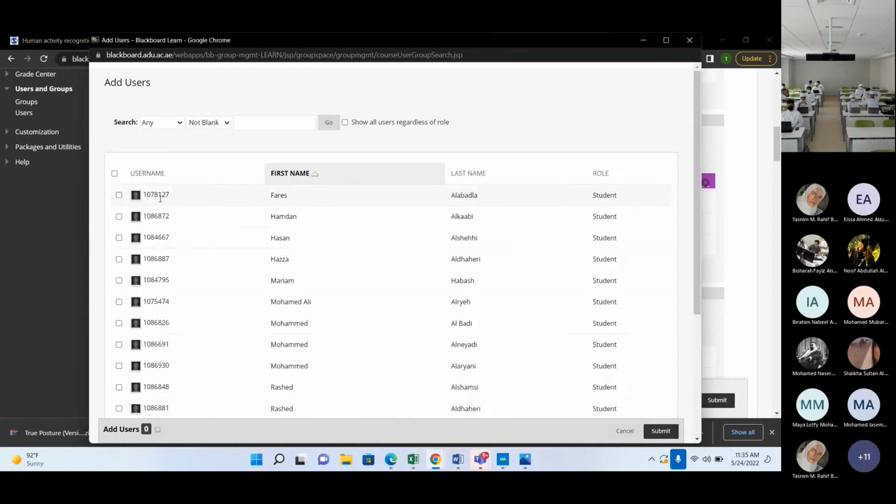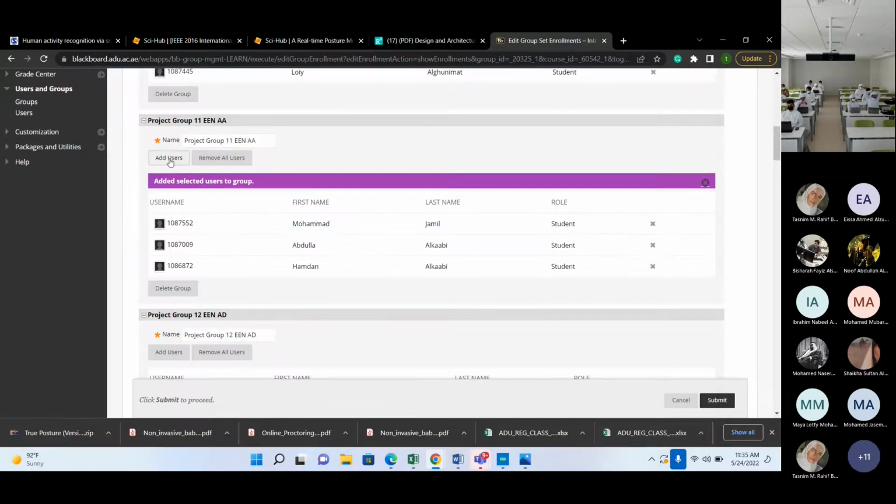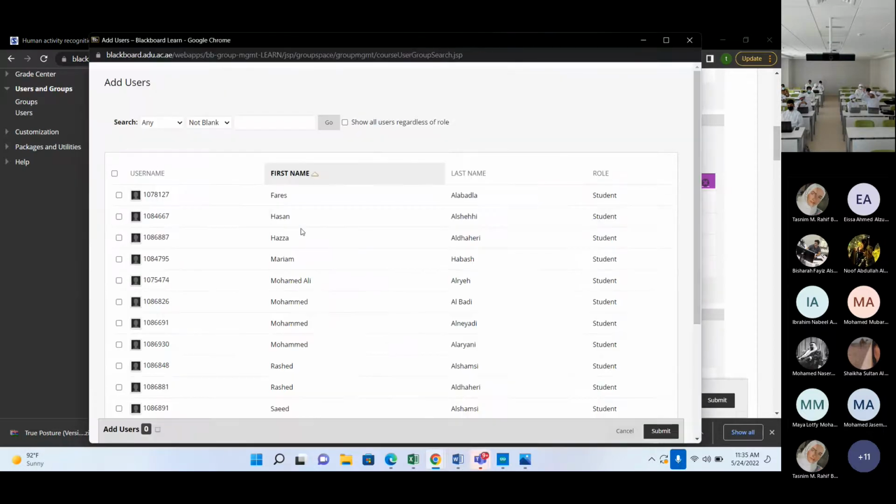Yes. Okay, Hamdan Al-Ka'bi. So group 11 and Al Ain, right? Yes. All right. طيب, next we have Hassan Al-Shihi. Hassan Al-Shihi, are you here?